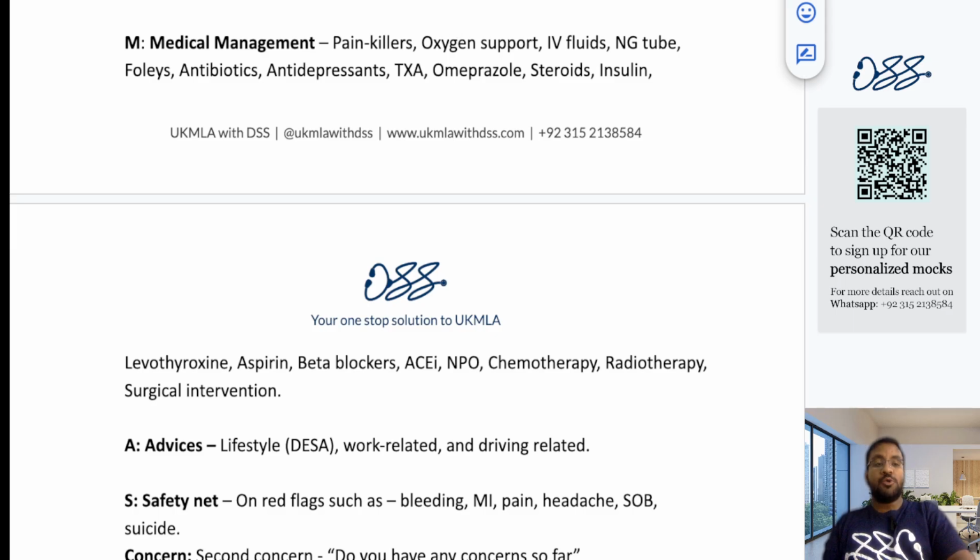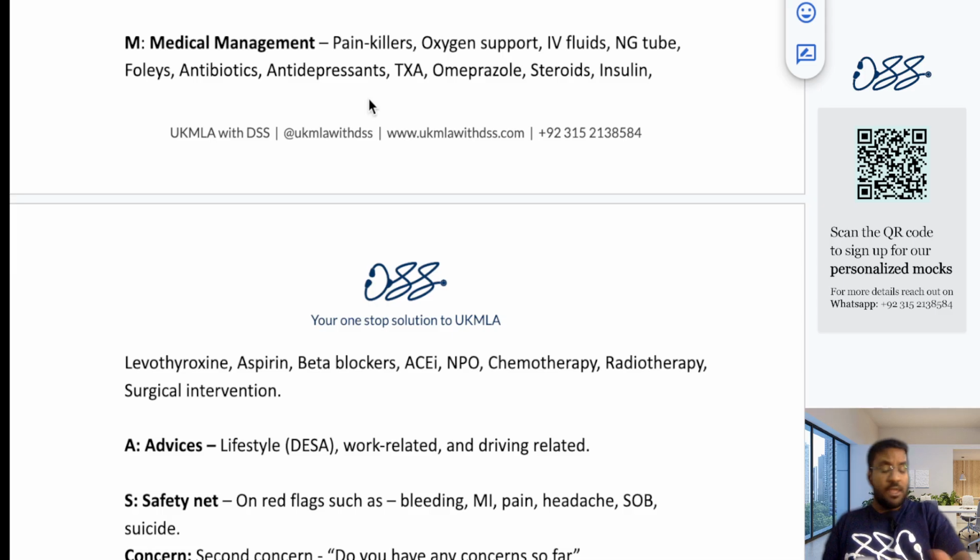So what you're going to do is offer painkillers as first-line, you can offer oxygen support, you can give IV fluids, you can pass an NG tube, pass a Foley's catheter, and you can start antibiotics as per the trust protocol.